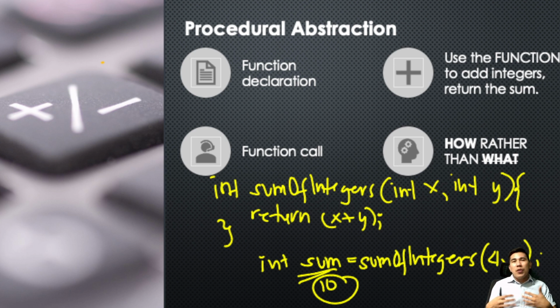What I'm trying to elaborate here is that we don't really care what happens inside the function body, but rather what the function does and how to use the sum of integers method. So that's procedural abstraction. We focus on the what rather than the how.